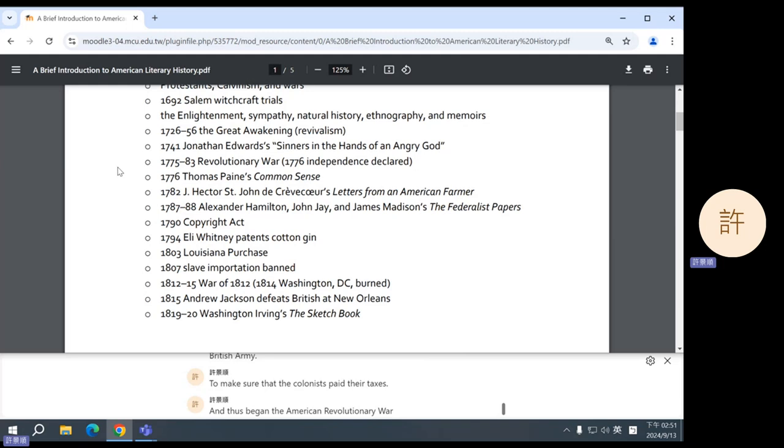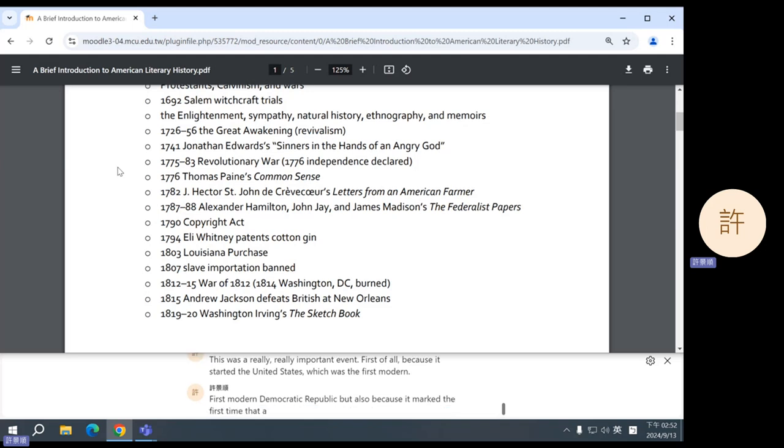This was a really, really important event. First of all, because it started the United States, which is the first modern democratic republic, but also because it marked the first time that a colony successfully rebelled against its home country.